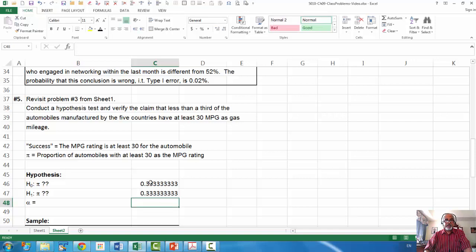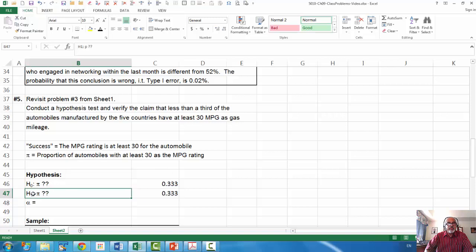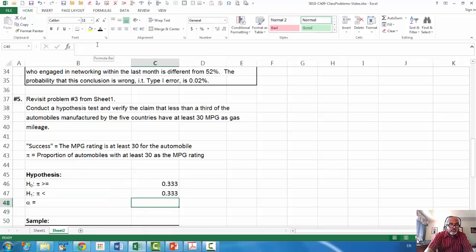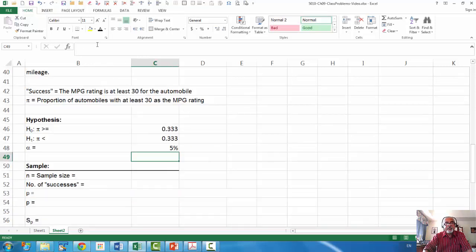Then you get the most accurate value possible in Excel for a third. Now, what kind of hypothesis is this? Is it a two-tailed hypothesis or a one-tailed hypothesis? Well, conduct a hypothesis test to verify the claim that less than a third. So less than a third is what we want to be able to say. So here, less than is the alternative hypothesis, which means the null is greater than or equal to. So this is a one-tailed test, and let's assume an alpha of 5%.